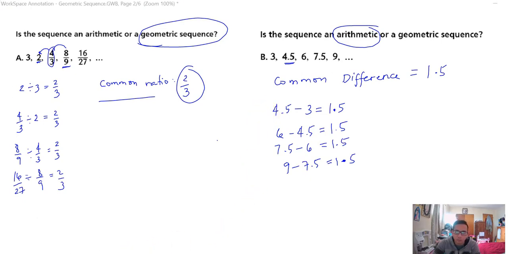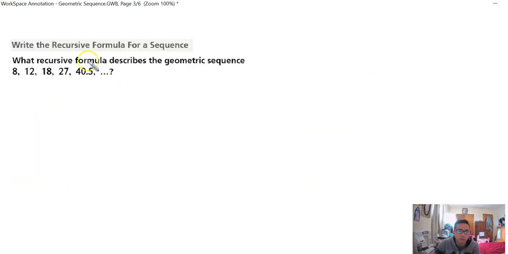Okay, now let's go and make this connection with our exponential function by writing a recursive formula. So we have to write a recursive formula for a sequence. The question here is, what is the recursive formula that describes the geometric sequence 8, 12, 18, 27, and then 40.5?